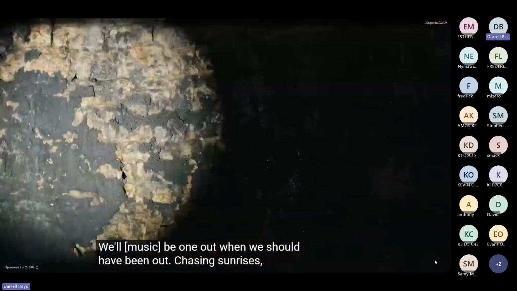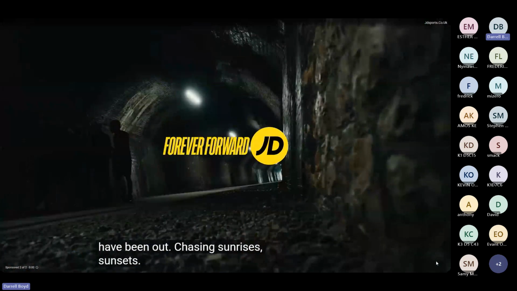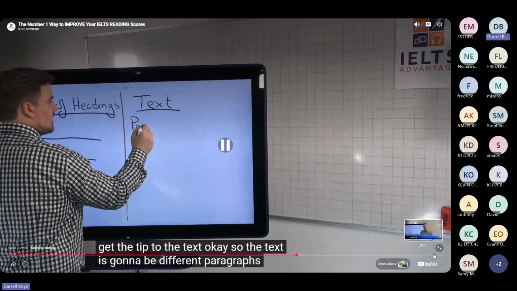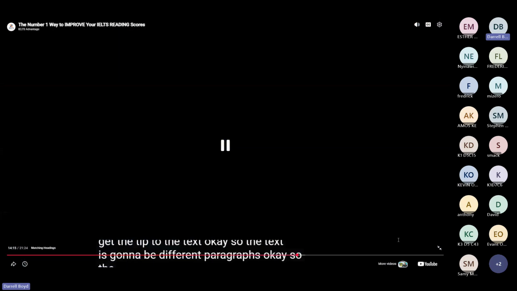Chase the sunrises, sunsets. So the text is going to be different paragraphs. Okay, so paragraph 1, paragraph 2, paragraph 3. Okay, so when you see a matching headings question, do not look at these first, okay? Do not look at them first. Just ignore the headings completely.